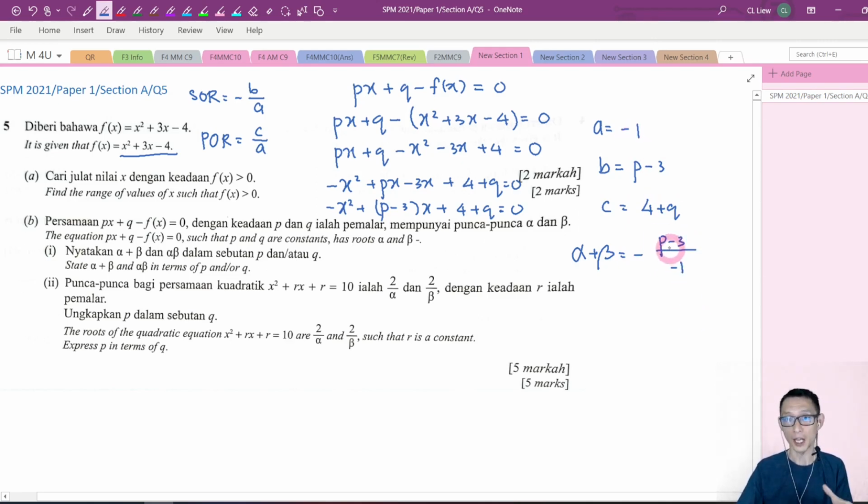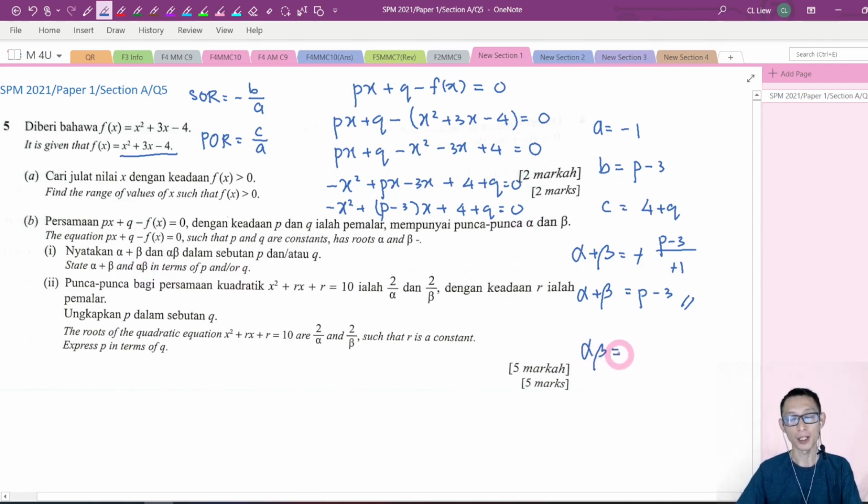Okay, so be careful for this one. If you write that, this is not correct. But if you put a parenthesis, yes, it's correct. Now, negative, negative become positive. So we know that alpha plus beta is equal to p minus 3. Okay, this is our answer, alpha plus beta.